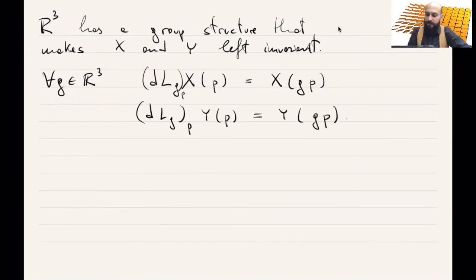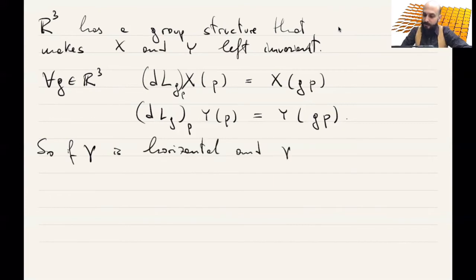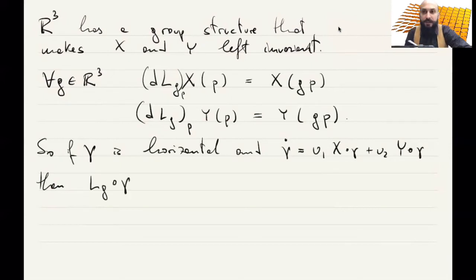Okay. Now what it says, first of all, is that if gamma is horizontal, and we write x dot equal to u1 X composed with gamma plus u2 Y composed with gamma, then the left translation of the curve, which is now a new curve, I claim is also horizontal.